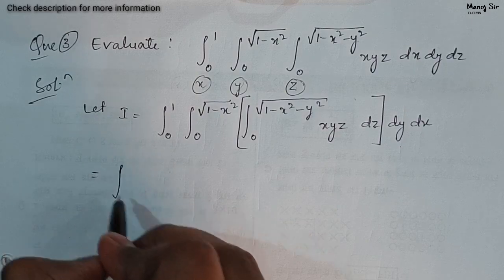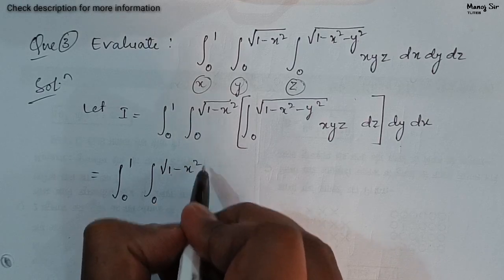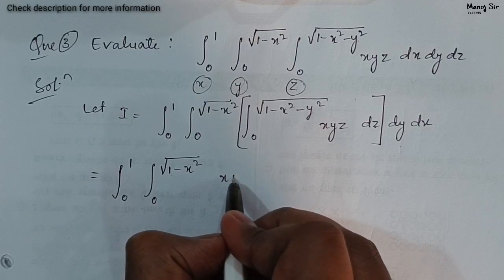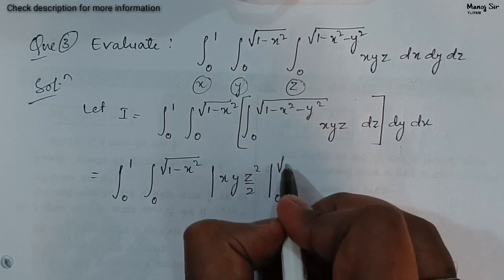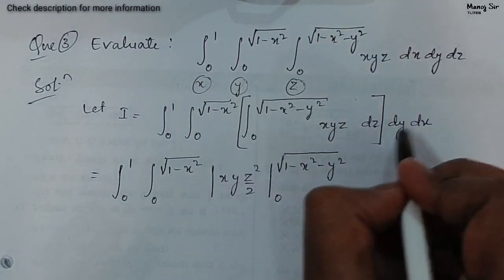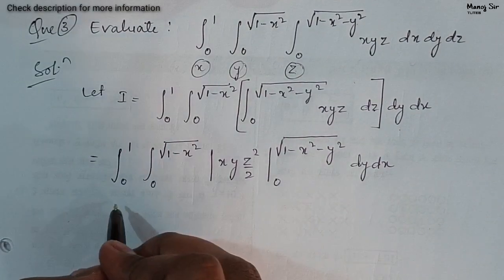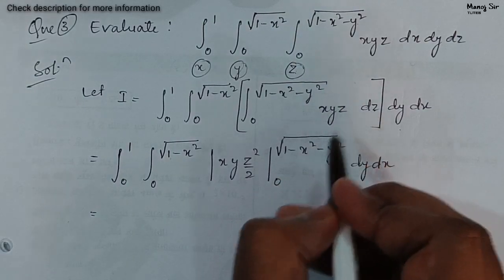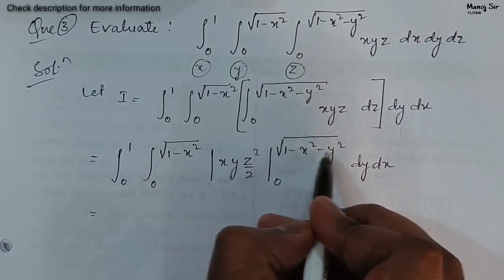Solving this part, integration 0 to 1, integration 0 to root over 1 minus x square, integrating with respect to z, this is going to be xy z square upon 2. The limit goes from 0 to root over 1 minus x square minus y square. Then don't forget to write dy and dx in the same order. Now putting the limits in place of z, because we have integrated this function with respect to z, we put the lower limit and the upper limit root over 1 minus x square minus y square.